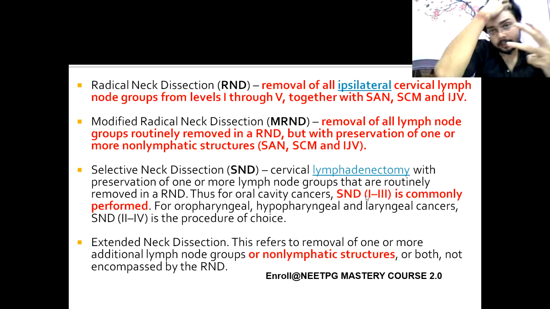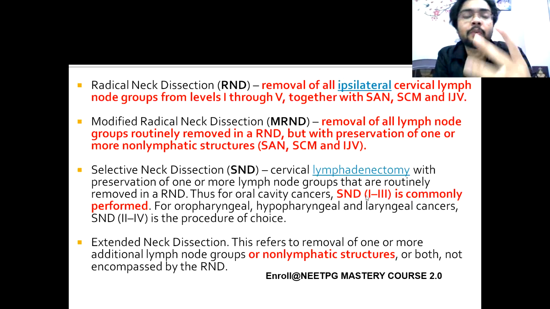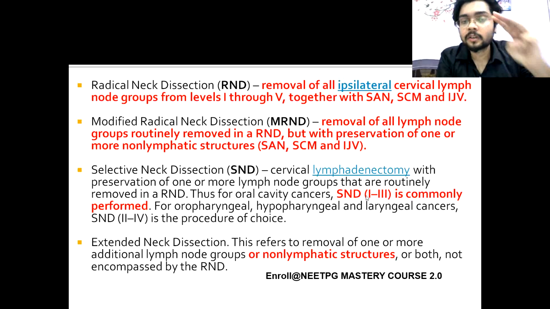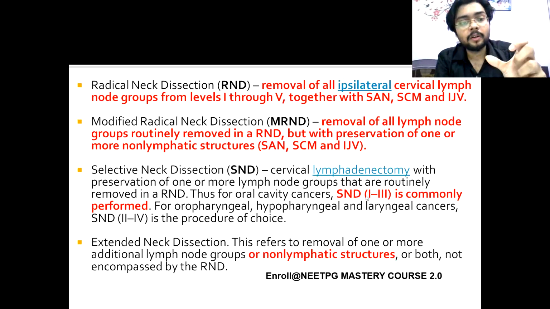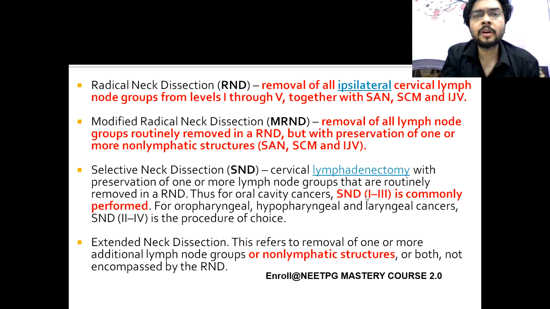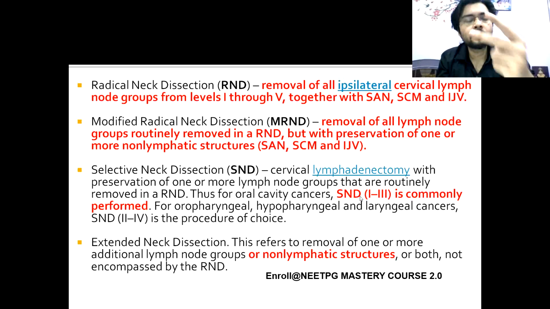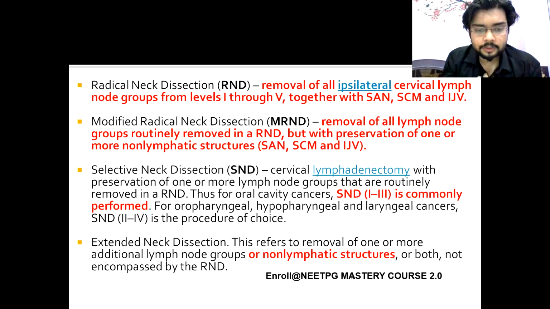You should remember that supraomohyoid neck dissection involves removal of level 1, level 2 and level 3 cervical group of lymph nodes. This was already being asked, and if asked now you should be able to answer this. Supraomohyoid neck dissection, that means levels of lymph nodes above the omohyoid muscle, inferior belly of omohyoid. So I will tell you about the different levels, but just remember that supraomohyoid neck dissection involves removal of level 1, 2 and 3 lymph nodes.